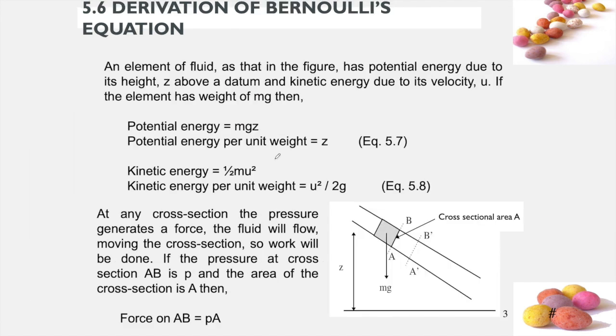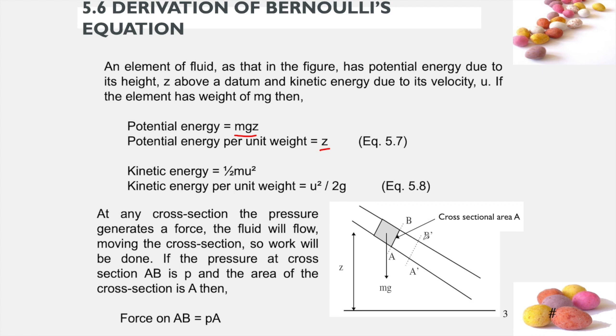So we have potential energy. The equation is mgz, and then we have potential energy per unit weight, which is z. The potential energy equation is mgz, but if we want potential energy per unit weight, the equation is only z. Kinetic energy is half mu squared. For kinetic energy per unit weight, it will be u squared over 2g. So at any cross section, we can refer to this figure.